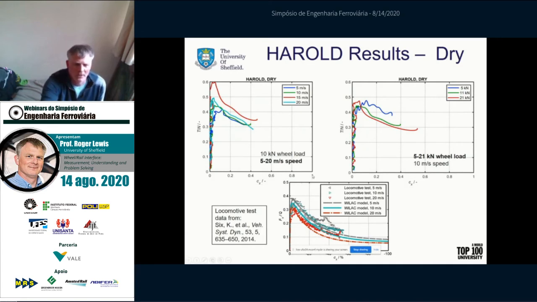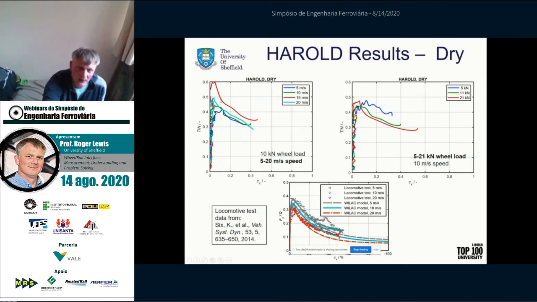So the one being 100% slip. You can see here that we're getting very typical dry creep curve shapes, a peak and then dropping off as thermal effects kick in. We've tested a range of loads and speeds, and we've compared with some locomotive data that's been published, and we're getting very similar shaped curves.